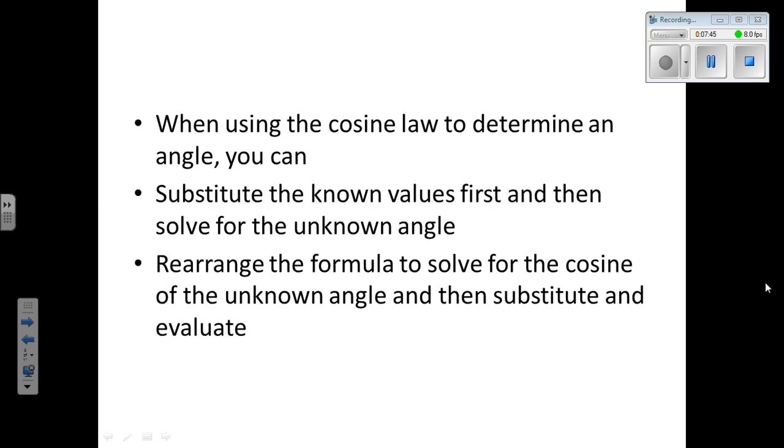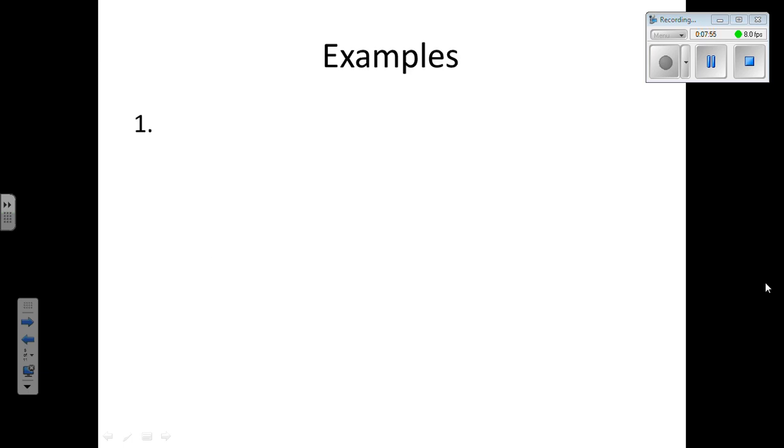When using cosine law to determine an angle, you can substitute the known values first and then solve for the unknown value. Rearrange the formula to solve for cosine of an unknown angle, then substitute and evaluate. So let's try the example. We are on page 16.